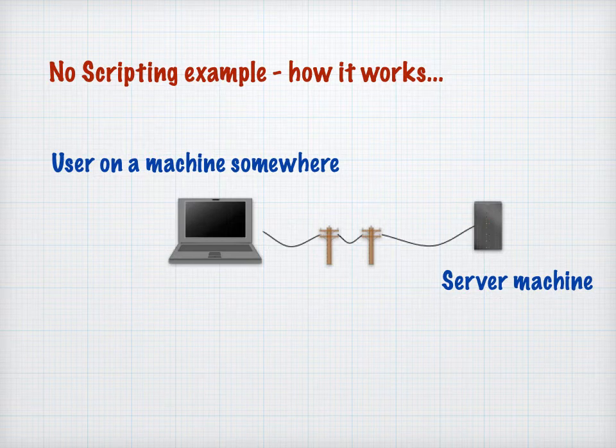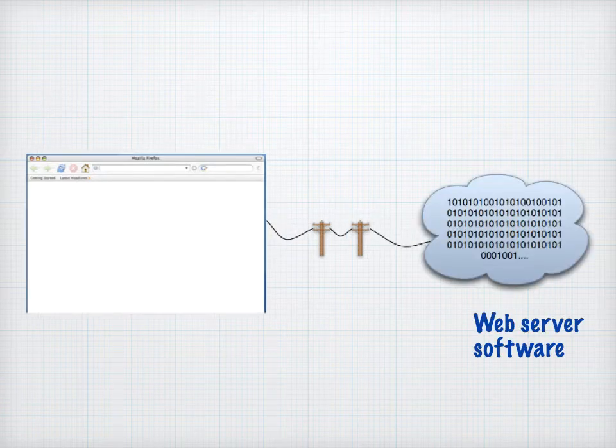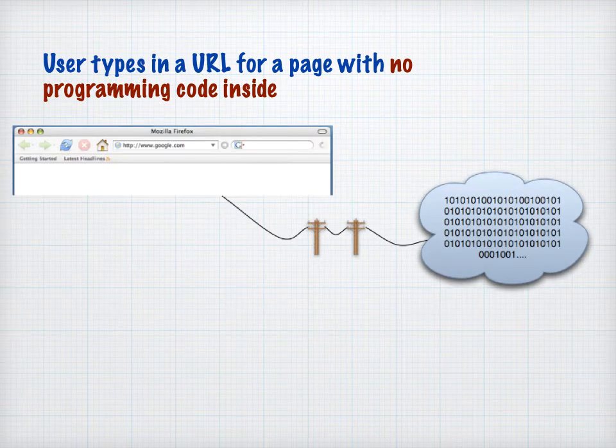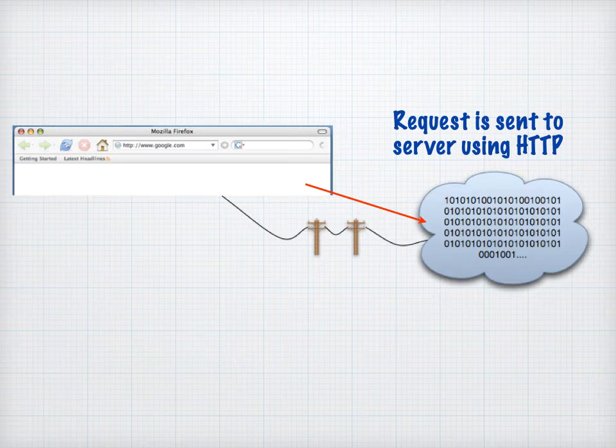The no scripting example: let's imagine that you're using a browser on some machine somewhere and you're going to connect to a server machine. Using your browser software, a connection will be made over the internet to a web server. So let's imagine you're going to go to the Google homepage. Let's pretend there's no code in there. You type in google.com. A request is issued for that page and it's sent to the web server using HTTP.